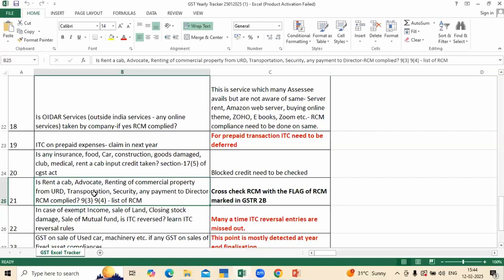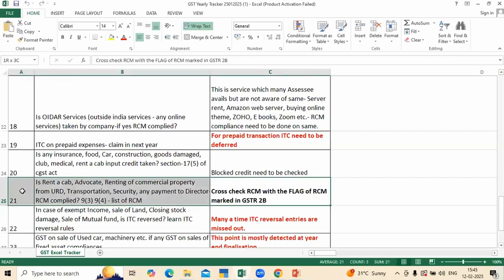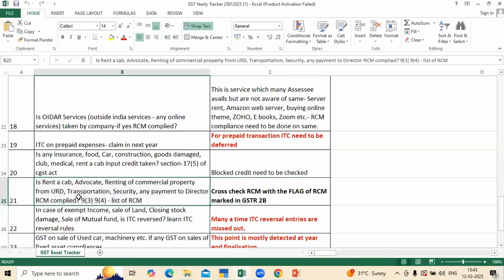So for the director, what is the rule? Rule says that any amount paid to director other than employer-employee relationship, like payment in form of director sitting fee, or in form of technical fee, in form of service fee, I need to comply RCM for payments to director other than amount given as salary to director. So this is also a checklist point for any payment to directors, for any payment for commercial rent, etc.